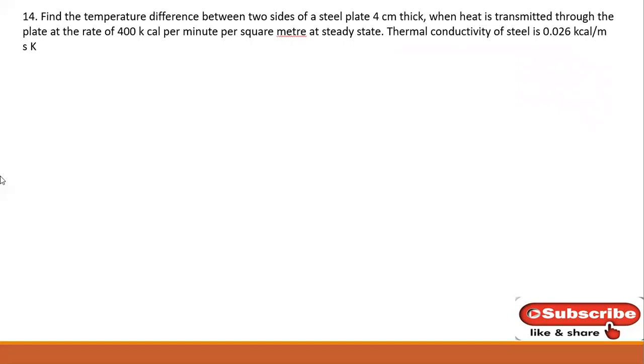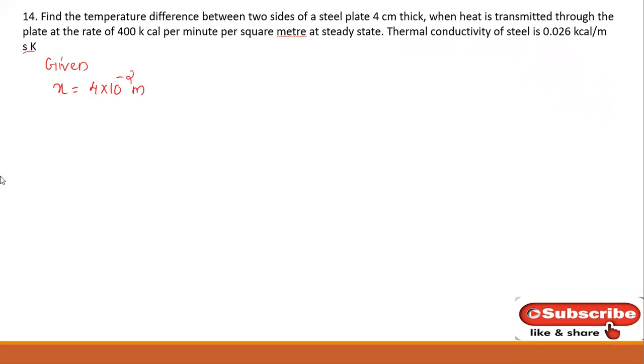Question number 14. Find the temperature difference between two sides of a plate 4 centimeter thick. Thickness of the plate is given. X is equal to 4 centimeter, that is equal to 4 into 10 raised to minus 2 meter. When heat is transmitted through the plate at the rate of 400 kilocalorie per minute per square meter.